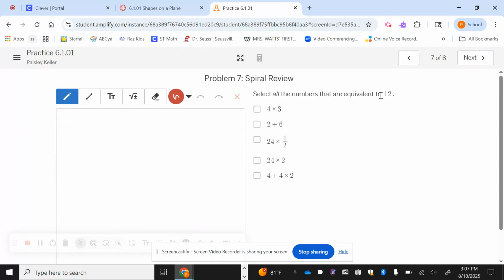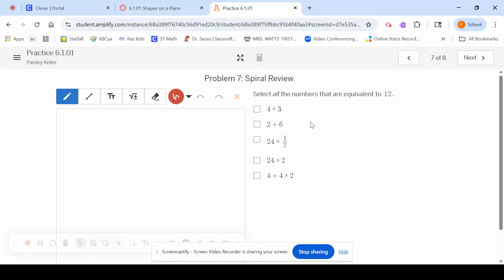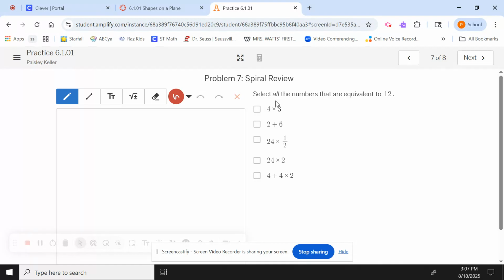When I go to the next one, oh, it's a spiral review. This one has 7 problems broken up. I think in the textbook it does this as problem number 6. Select all the numbers that are equivalent to 12. Well, 3 times 4, 4 times 3 is definitely 12. But 2 plus 6 is 8. That is definitely not it. 24 times 1/2 is 12, half of 24. But 24 times 2 is 48.